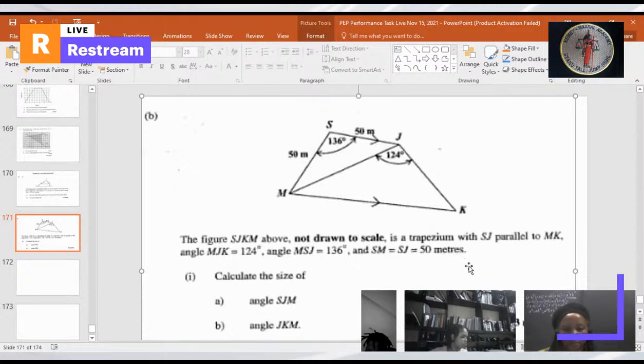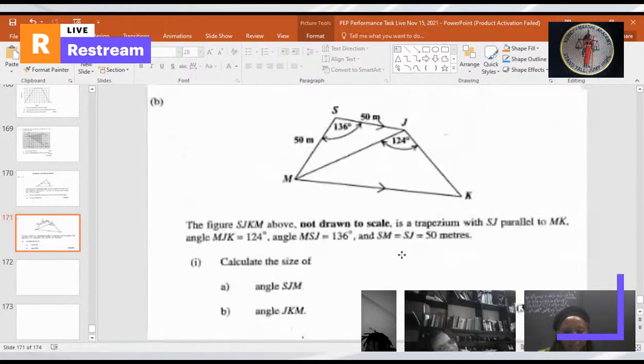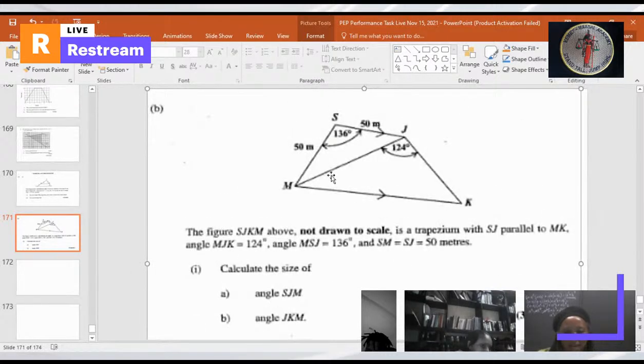JK. So can we use the same sine rule? Do we have an angle? They want JK though. Yes, JK. We know this angle and we want this side in front of it. We know this angle and we just found MJ, right? So yes, we can use the same.